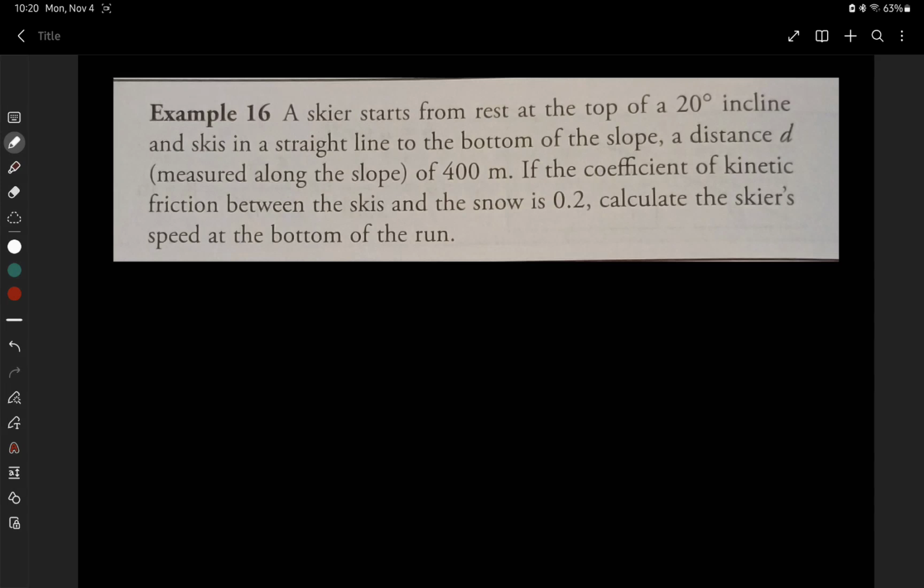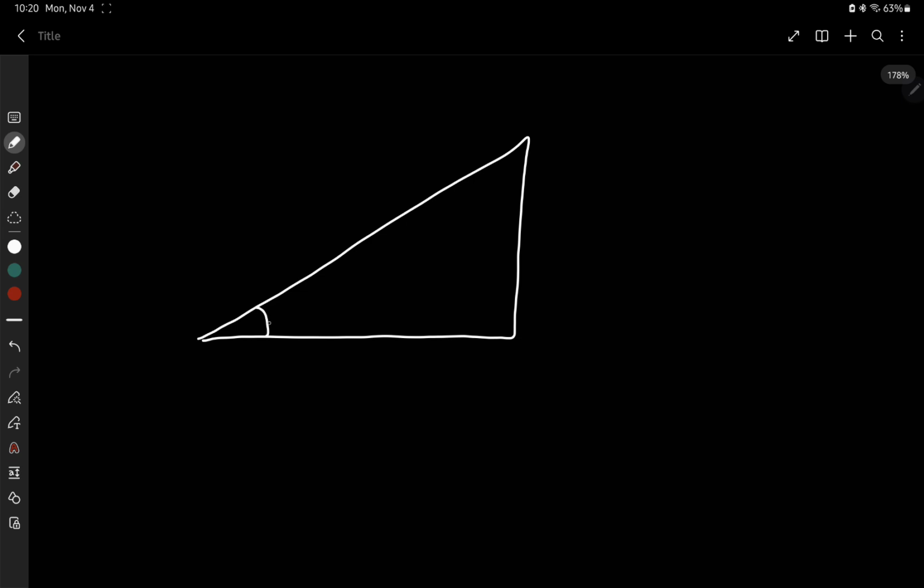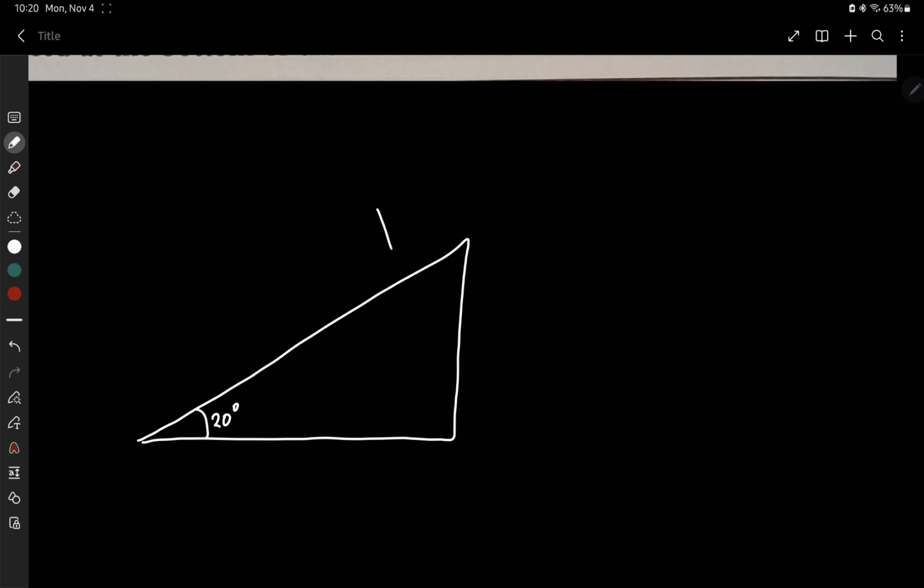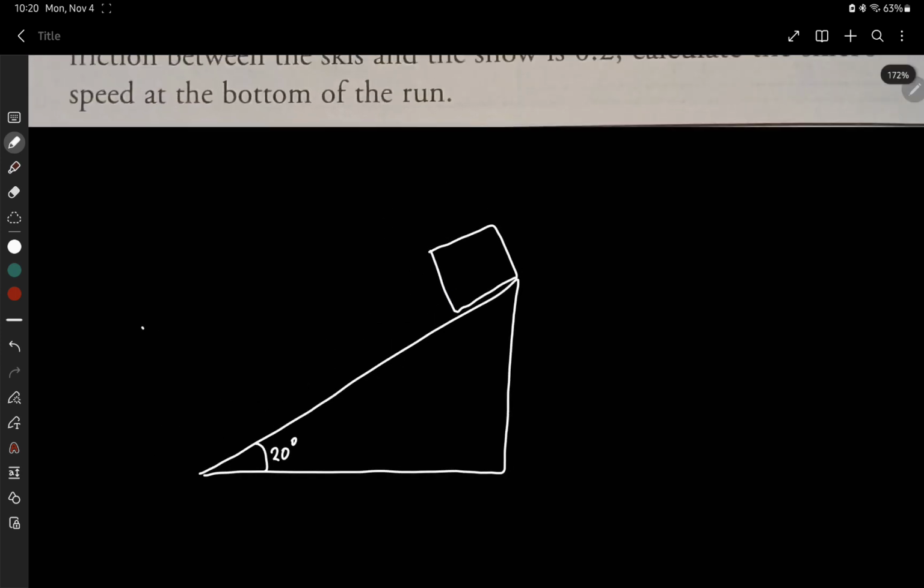So what I'll do is first draw out a free body diagram, or at least a representation. We know this angle here is 20 degrees, not 30 degrees, 20 degrees. We know the skier is going to be at the top, and we know the distance the skier travels down the slope is 400 meters.